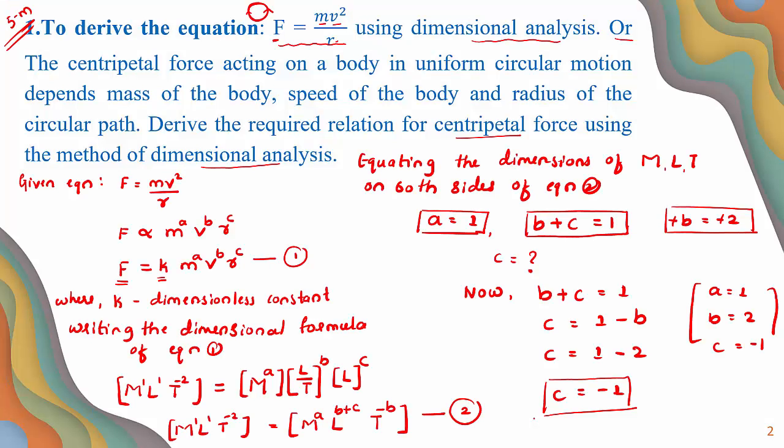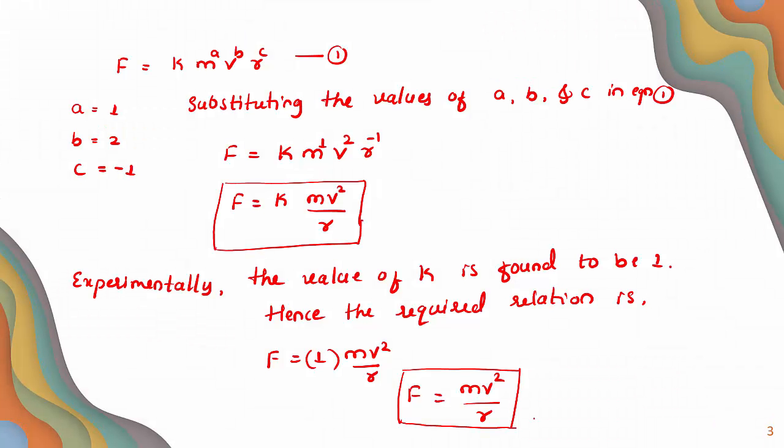First step, we have to consider the equation in terms of A, B, C, equation 1. Second step, we have to write the dimensional formula of equation 1. Third step, we have to find the value of A, B, C. Fourth step, substitute all the values of A, B, C in equation 1. Then at last, the K value is found to be 1 experimentally. Substitute 1 in place of K. So finally, the required relation we got is F equal to mv square divided by R. So by solving more examples, you can understand clearly how to derive the given equation.